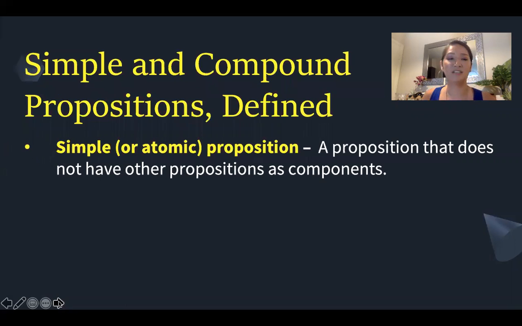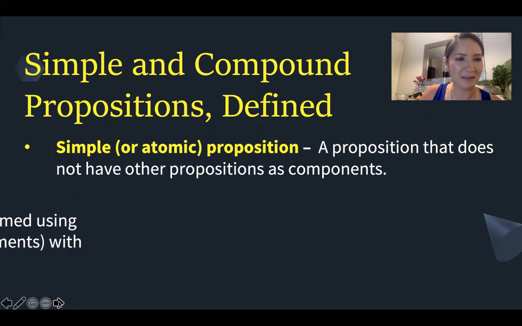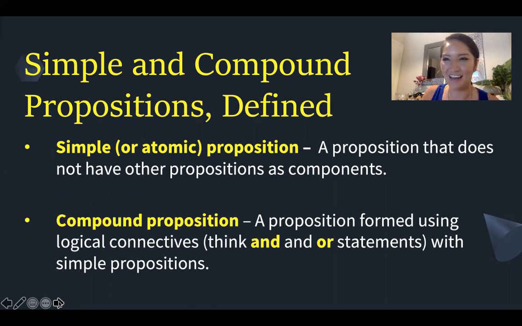A simple proposition, or an atomic proposition, is a proposition that does not have propositions as components. We call it atomic because it's like an atom. It can't be broken down any further, or at least, that's how we tended to think of atoms a very long time ago before we thought about all the constituent parts of atoms. A compound proposition, on the other hand, is a proposition formed using logical connectives.